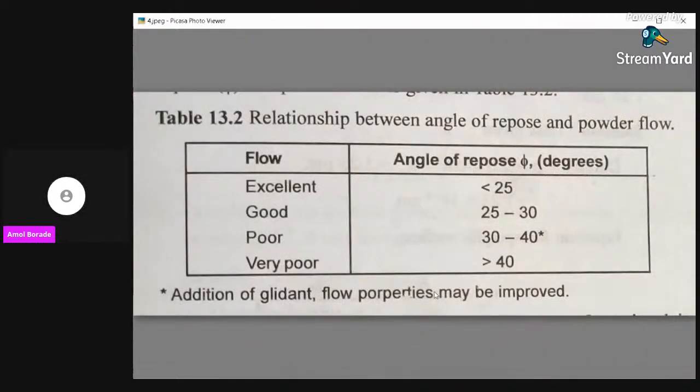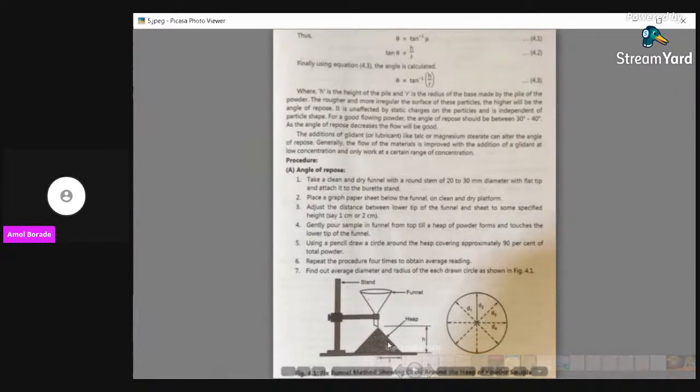Obviously, the flow of powder will be different, so the angle that you are getting will be different. Now, lastly, which angle needs to be considered? Come to our figure. This is the bottom line, the horizontal plane, and this is the inclined plane. This angle, the angle between the horizontal plane and the inclined plane, is the one we need to consider.